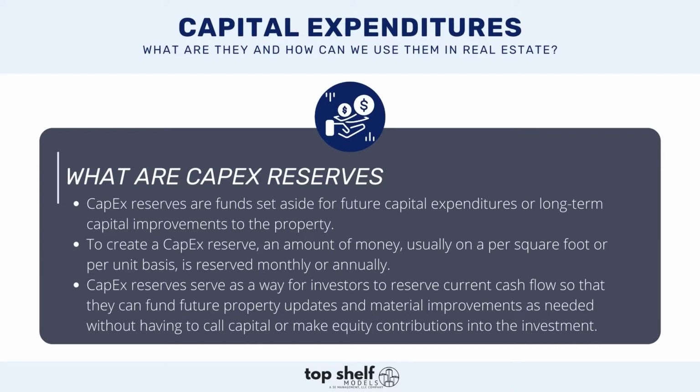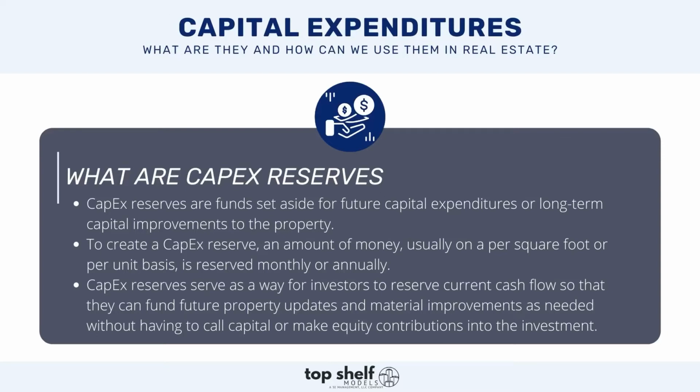To create a Capex reserve, an amount of money, usually on a per square foot or per unit basis, is reserved monthly or annually. Capex reserves are sometimes required by lenders. For example, a lender may require that a multifamily investor budget $25 per unit monthly to cover future improvements to the units. Capex reserves serve as a way for investors to reserve current cash flow so that they can fund future property updates and material improvements as needed without having to call capital or make equity contributions into the investment.